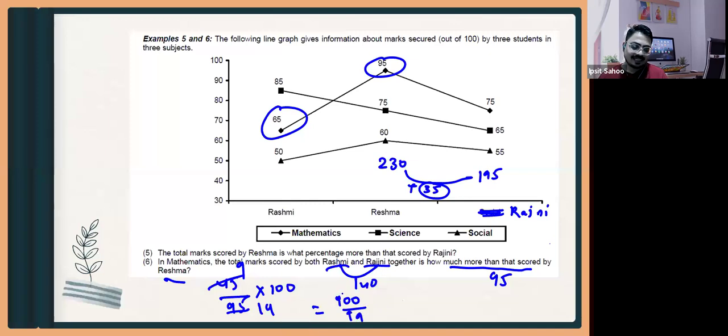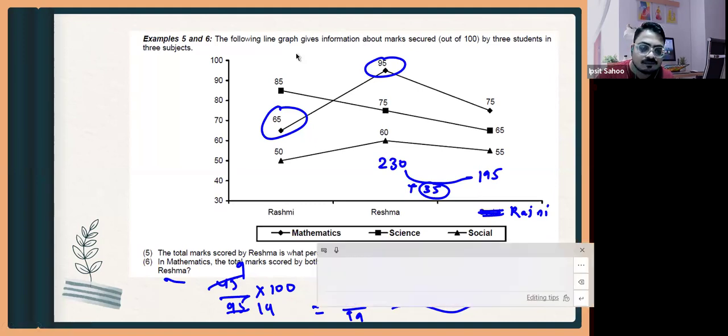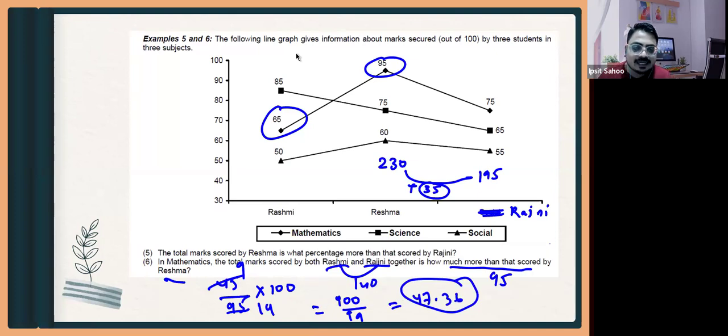So if you divide 900 by 19, how much will you be getting? If you divide this, this is going to be 47.36. I hope this is clear. Yes, Sagarika, it is correct. Very good.